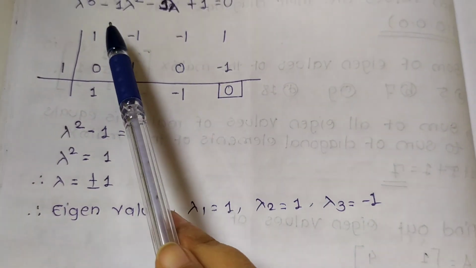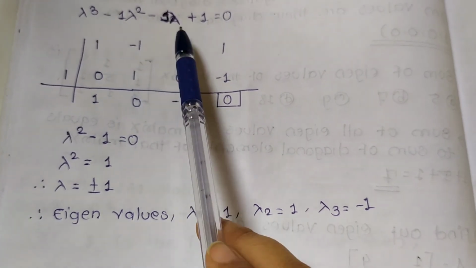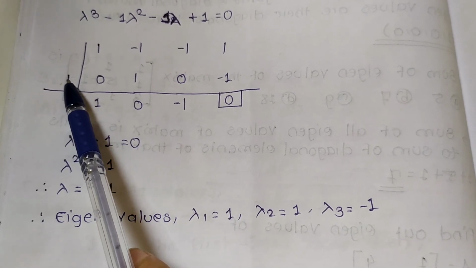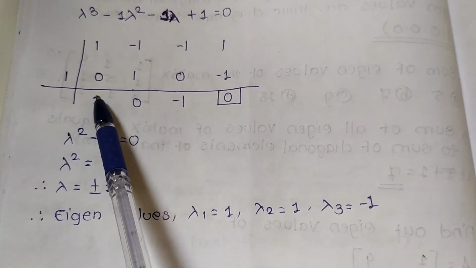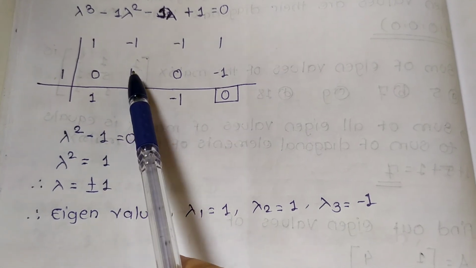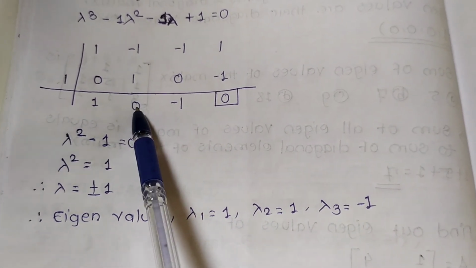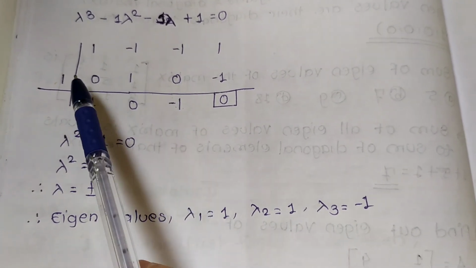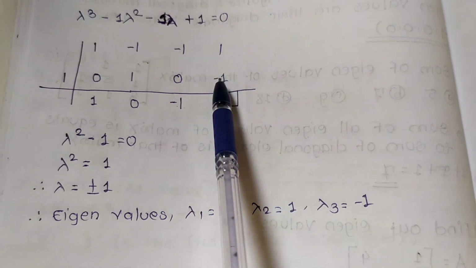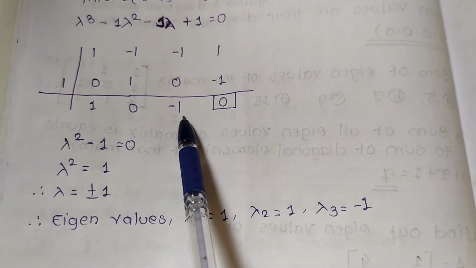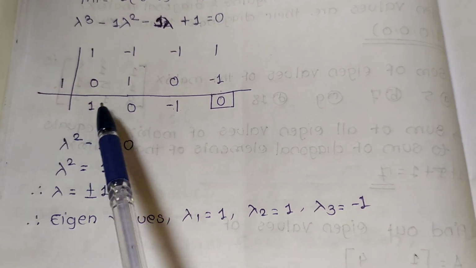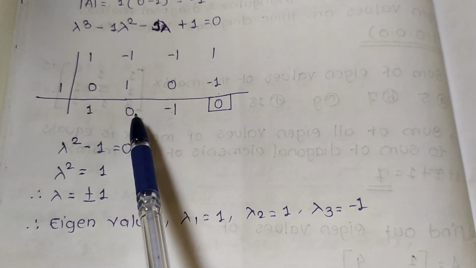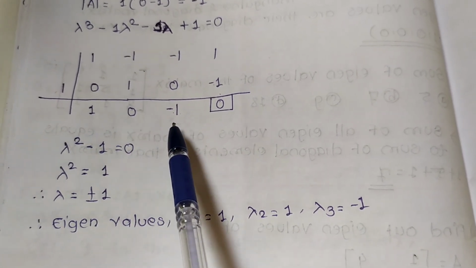Now the coefficients are 1, minus 1, minus 1 and 1. Let 1 be the first eigenvalue, then put 1 here. 1 into 1, 1. Put it here. Addition 0. 1 into 0, 0. Put it here. Then addition minus 1. 1 into minus 1, put it here. We get 0. We get the equation lambda square minus 1 is equal to 0. Hence lambda is equal to plus minus 1. First value 1, then plus 1 and minus 1.